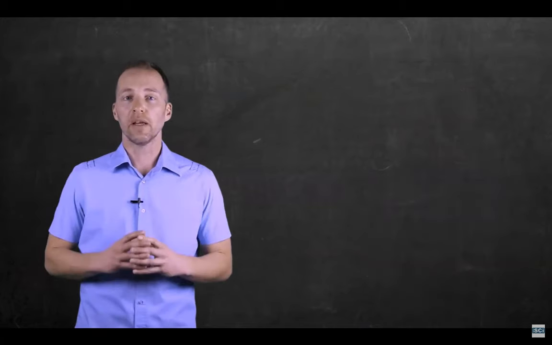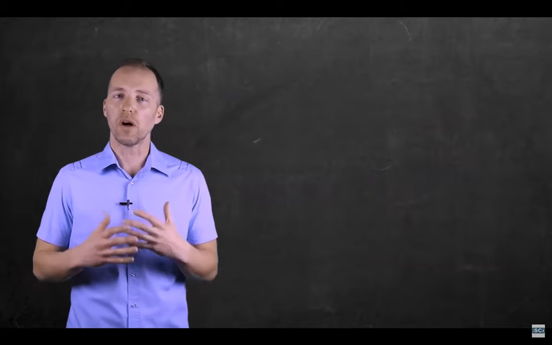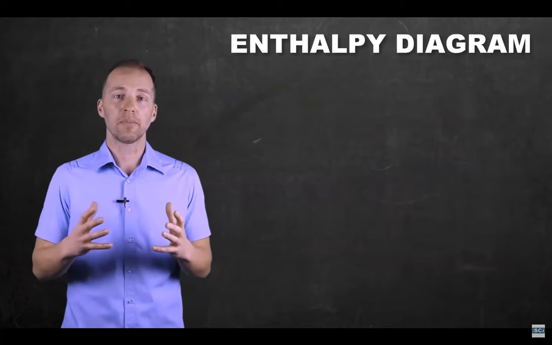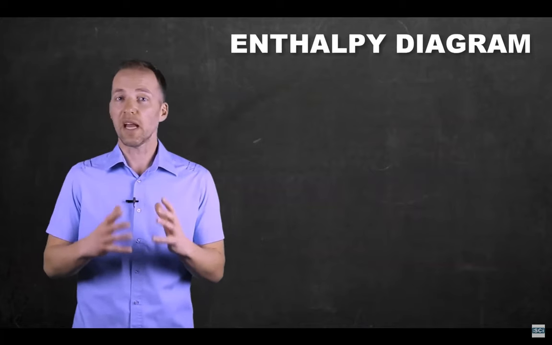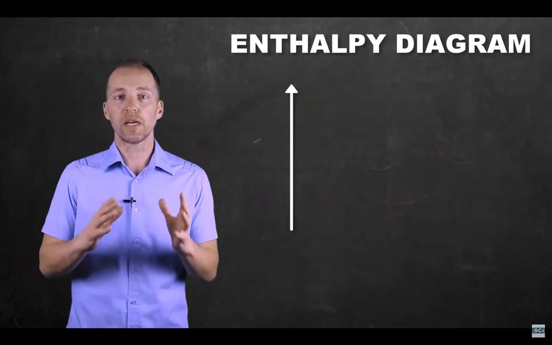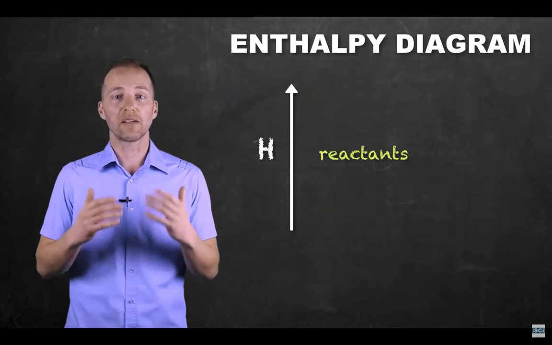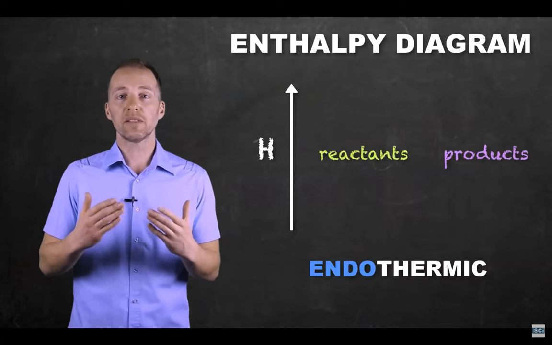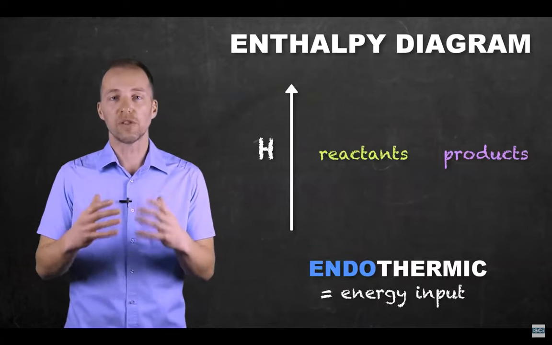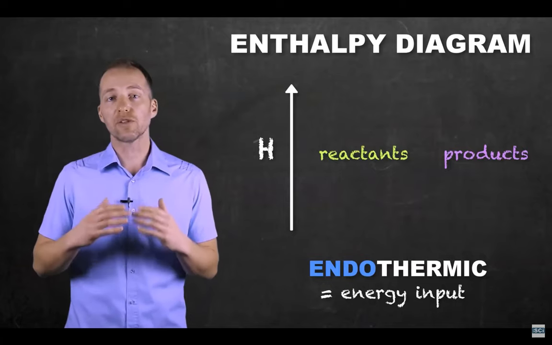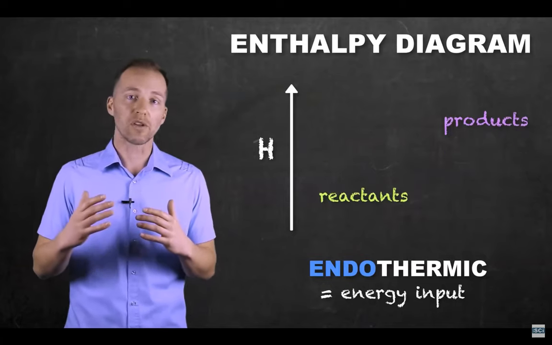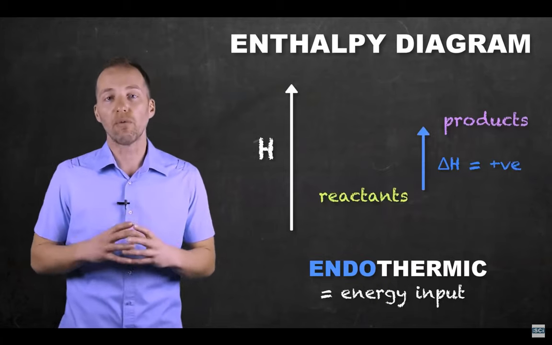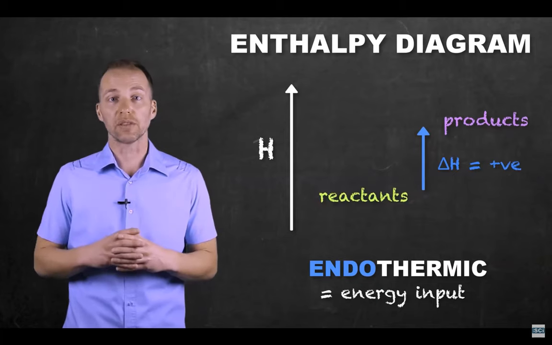Now, there is another way that we can represent what goes on in a thermochemical process, and that's using something called an enthalpy diagram. And in this enthalpy diagram, as I indicated, there's no zero value, it's just a relative measure of enthalpy of reactants and products. If we take a look at an endothermic process, we can see that since energy is input into this particular system, the reactants are going to have lower enthalpy than the products are. And ultimately, we can put in an increase in the overall enthalpy of this particular reaction.